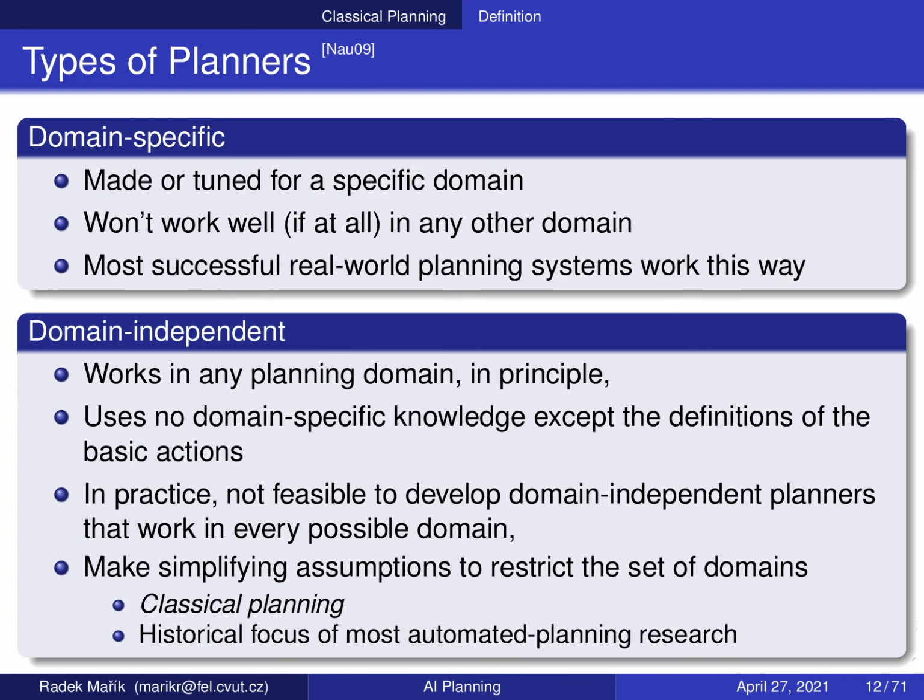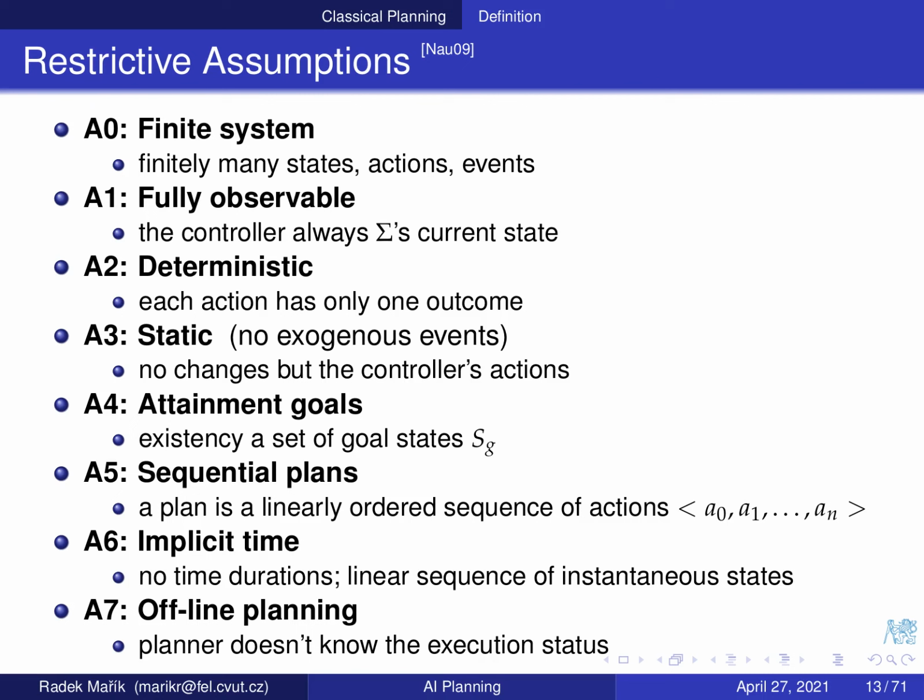So what kind of assumptions can we make? That the system is finite. That means we deal with finitely many states, finitely many actions and events. It is fully observable. The controller, as always, can observe any variable, any aspect of the current state. Deterministic. If the system performs an action, then there is only one outcome. That means it is not a random-based selection of different outcomes.